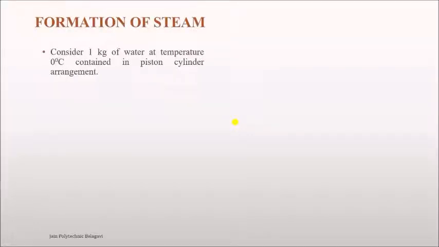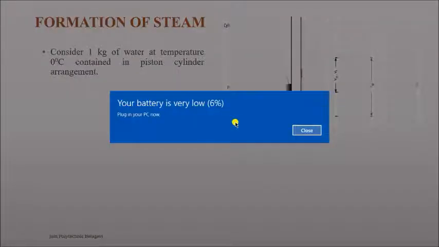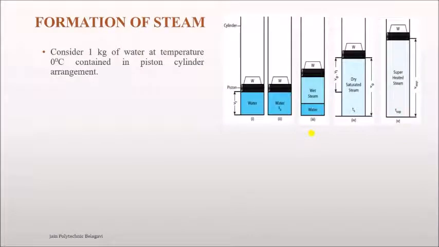Okay, so the formation of steam, again the same way. We'll take water at a temperature of 0 degrees Celsius, kept in a piston and cylinder arrangement. When the water is heated, its temperature goes on increasing, and the water starts forming into steam. Here on the right side, you can see the diagrams for the formation of steam.